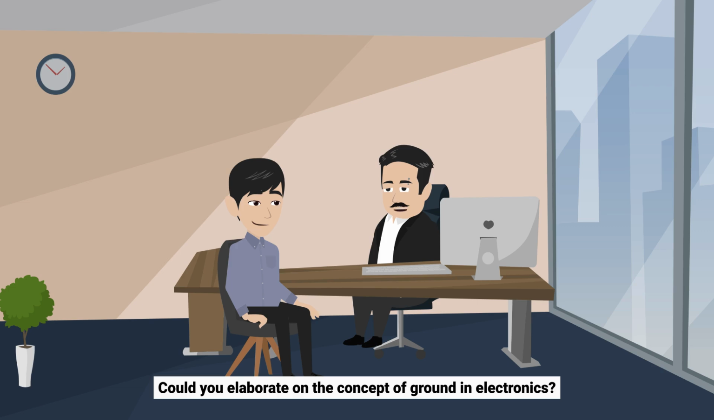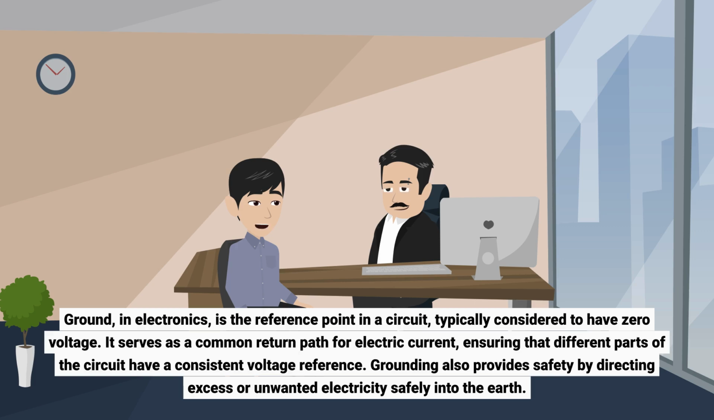Could you elaborate on the concept of ground in electronics? Ground, in electronics, is the reference point in a circuit, typically considered to have zero voltage. It serves as a common return path for electric current, ensuring that different parts of the circuit have a consistent voltage reference. Grounding also provides safety by directing excess or unwanted electricity safely into the earth.